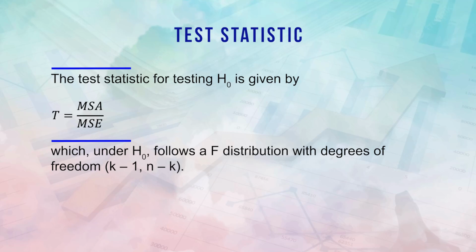Recall, F distribution has got 2 degrees of freedom. So here the first degrees of freedom will be the degrees of freedom of SSA, and the second degrees of freedom will be the degrees of freedom of error, sum of squares due to error. So it will follow an F distribution with degrees of freedom k minus 1, n minus k.